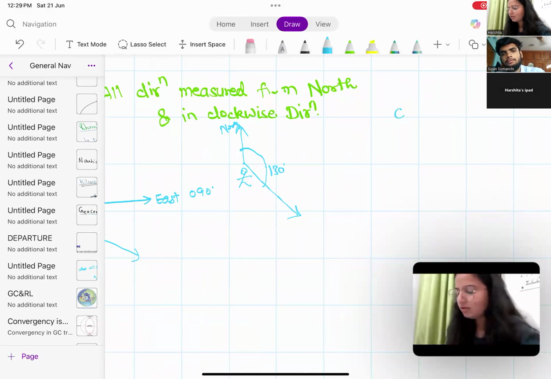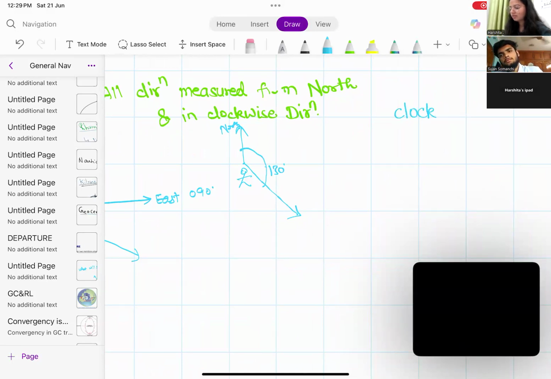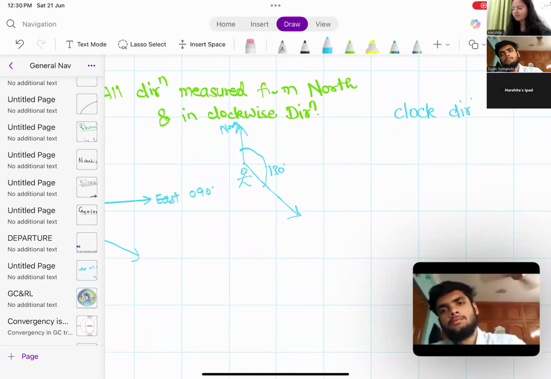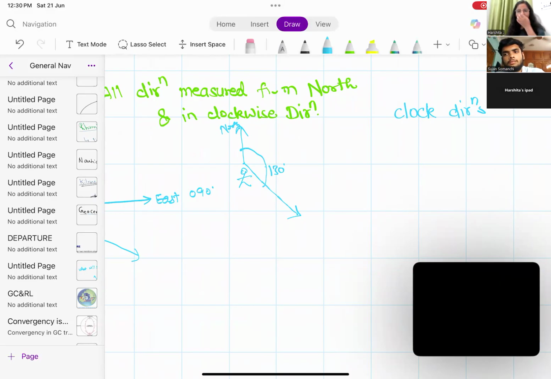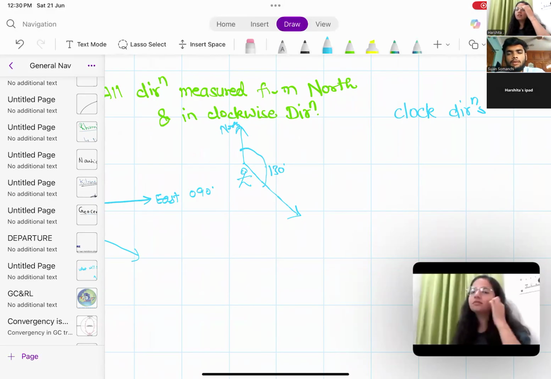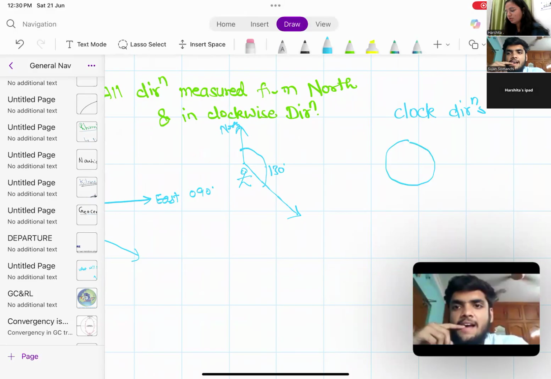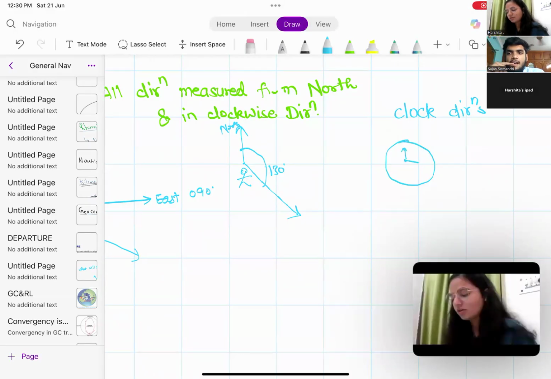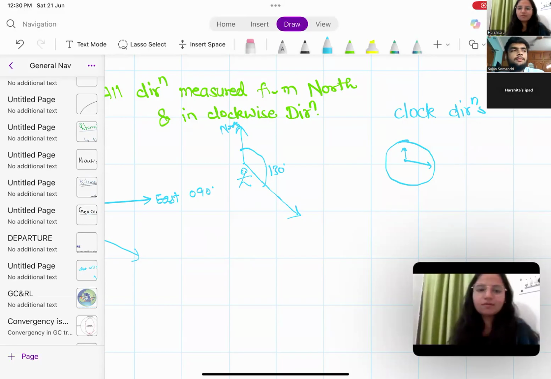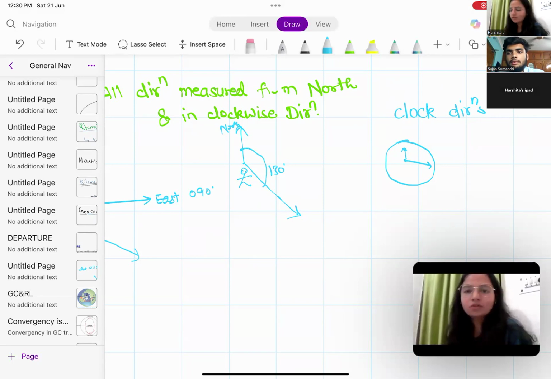Do you know something about clock directions? Any idea what is clock? The angle made by the two hands of the clock, if I'm not wrong. Given by the two hands of clock, the smaller hand and bigger hand. So this is how you know the directions of clock.